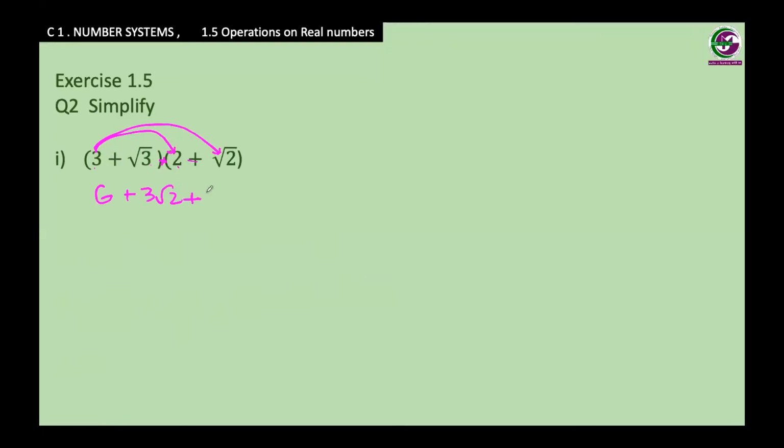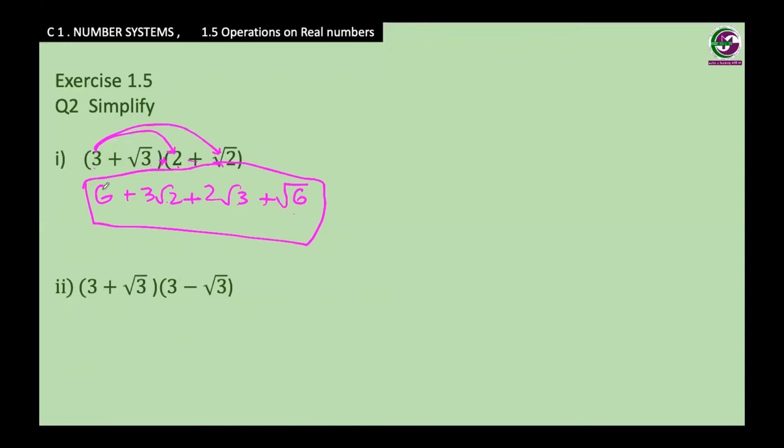2 square root 3 is 2 root 3. Plus plus, it is plus again. Root 3 times root 2 is root 6. Now, all of them are different. Root 2 you can't add with root 3. Root 6 you can't add with 6. So that's your final answer, and this is simplified. Okay, let's see the next question.